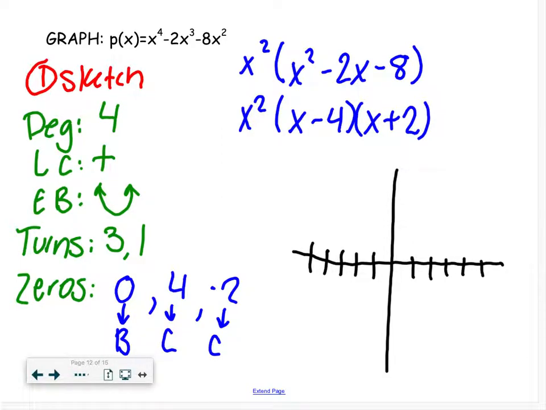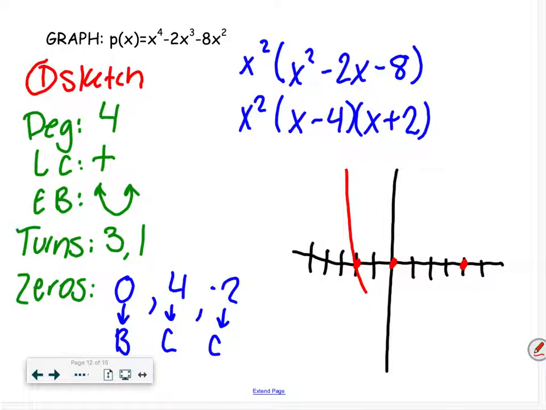Same as yesterday, we're still just sketching. My zeros are negative 2, 0, and 4. With a sketch, I don't care how far up and down it goes on our Y. I just care about what happens with my zeros and my end behavior. On my left-hand side, should my tail start up or down? Up. My first zero is negative 2. What does it do there? Crosses. So I just start up and cross through.